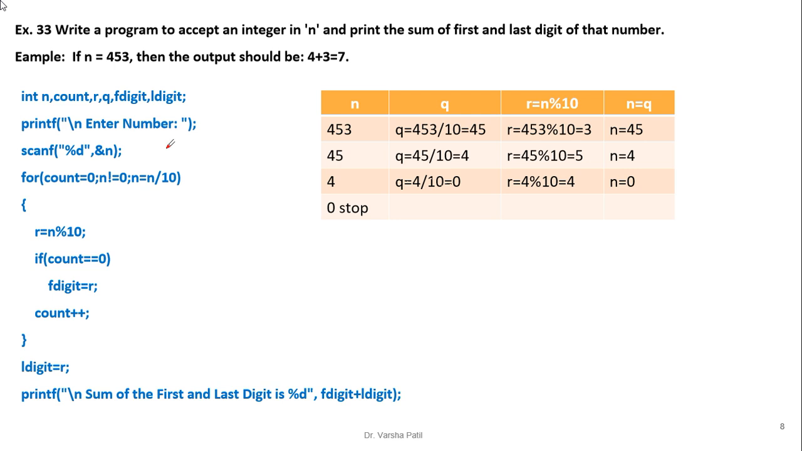Now the same program we are writing with a for loop. Here we initialize count equal to 0, then the condition and decrement. Remainder: if count equal to 0, f digit equal to r, then count plus plus. So it will take the digit only the first time, after that it will not take it as a digit. And when we come out of the loop, the last digit stored in r is nothing but our first digit, and it is taken in the variable L digit.